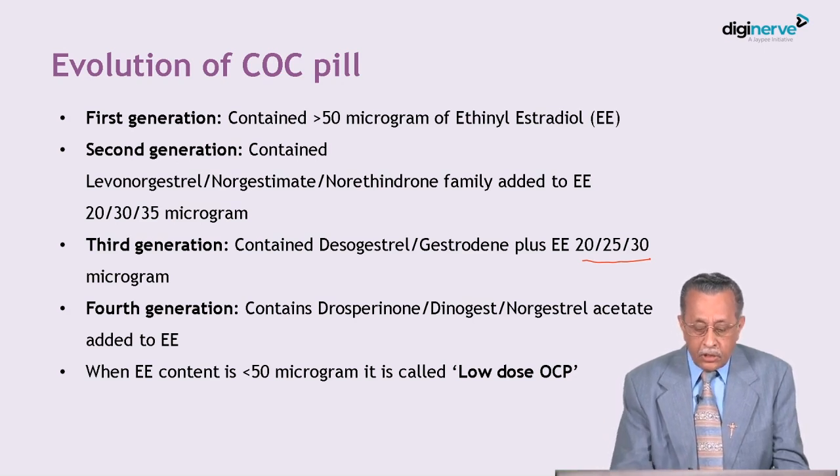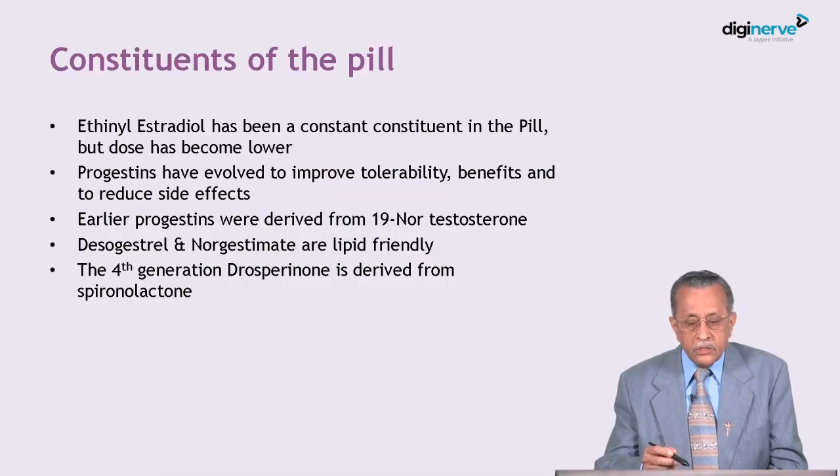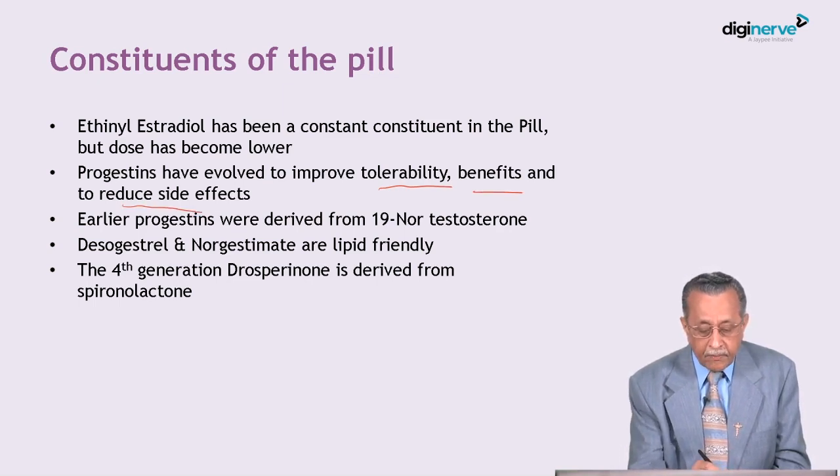When the dose of ethinyl estradiol is less than 50 micrograms in the pill, it is called a low dose oral contraceptive pill. The ethinyl estradiol has been a constant constituent in the pill, but the dose has become lower, as I showed in the previous slide. The progestins have evolved to improve tolerability, benefits, and to reduce the side effects.